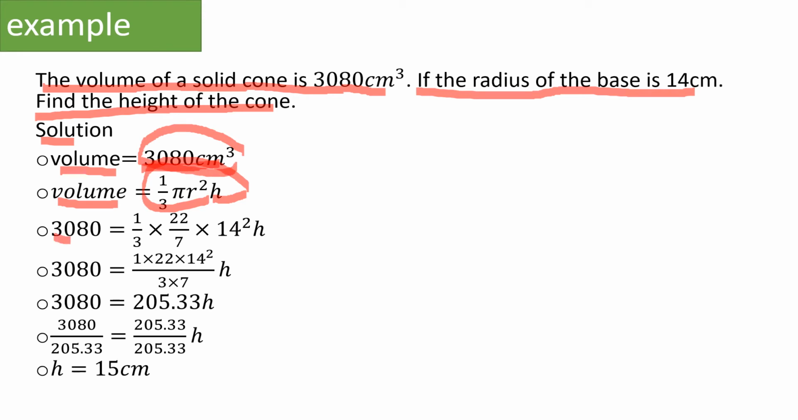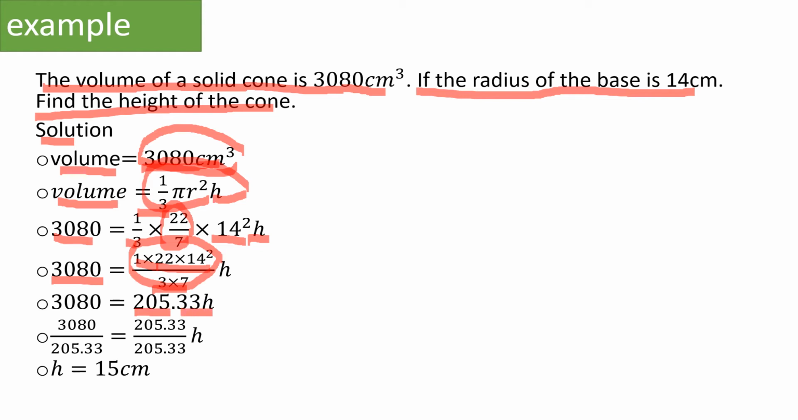So 3080 is equal to 1/3 times pi, which is 22/7, times r square, 14 square, h. We don't know h. So 3080 is equal to, we multiply all the top, 1 times 22 times 14 square, all over 3 times 7h.